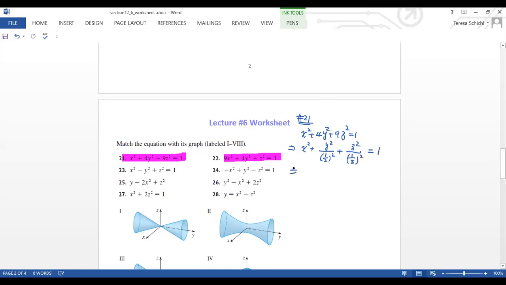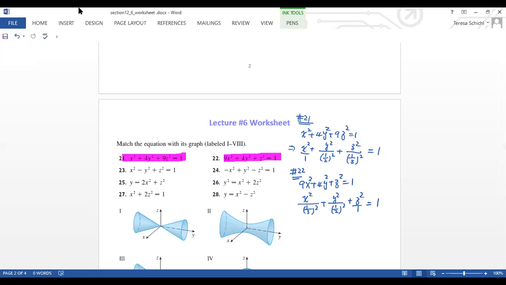Number 22, I can do the same thing here, right? Number 22, I can change this: 9x squared plus 4y squared plus z squared equal to 1. So I can change this to x squared over 1/3 squared plus y squared over 1/2 squared plus z squared, of course, over 1, right? So this is over 1.